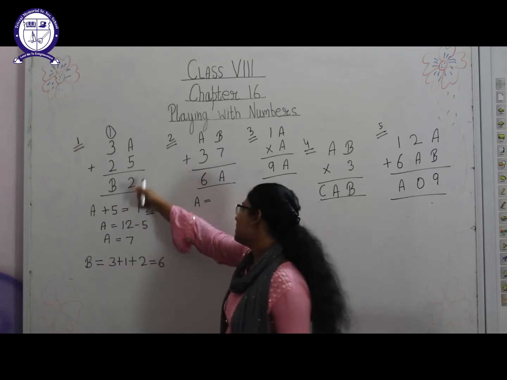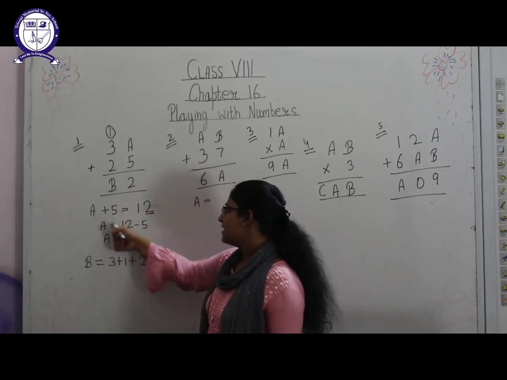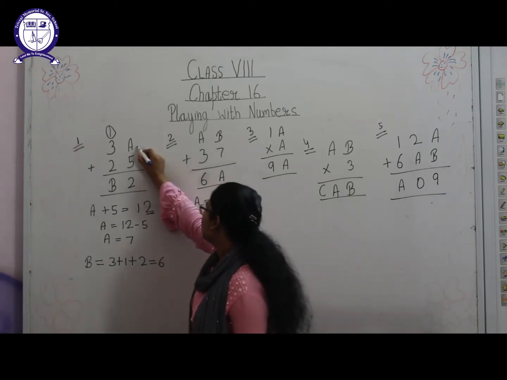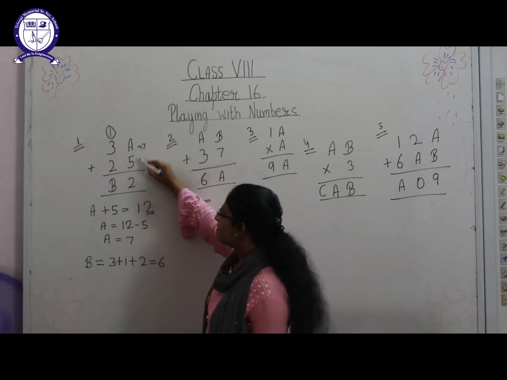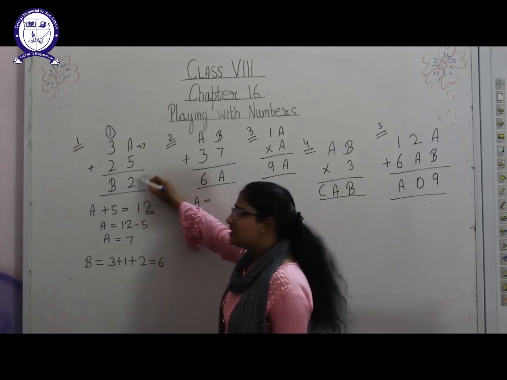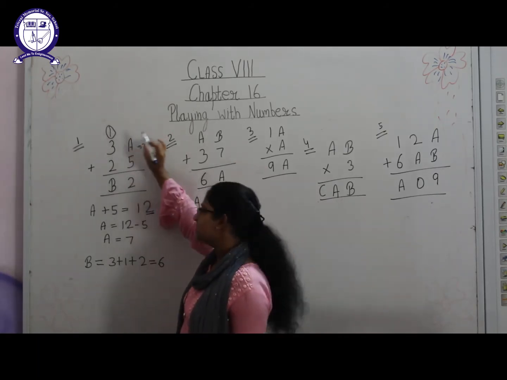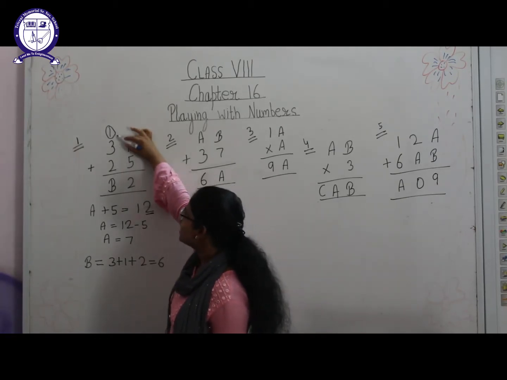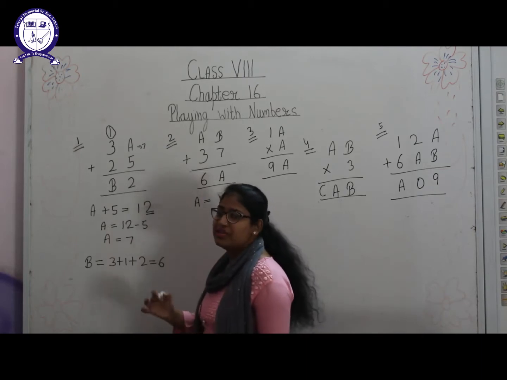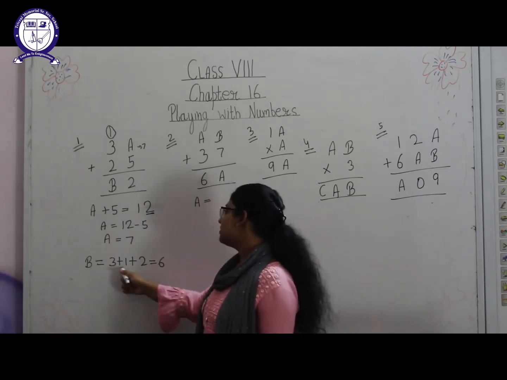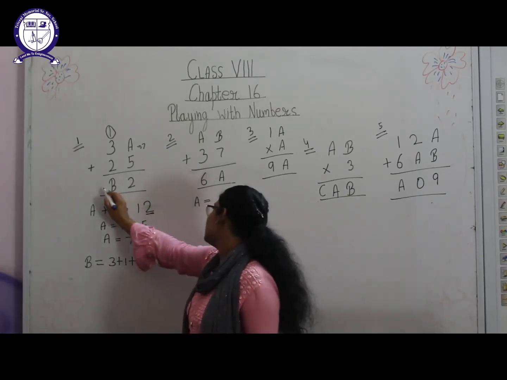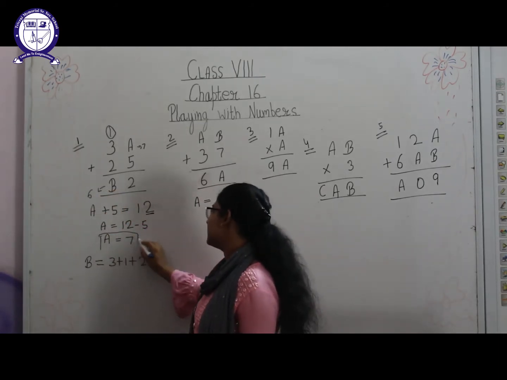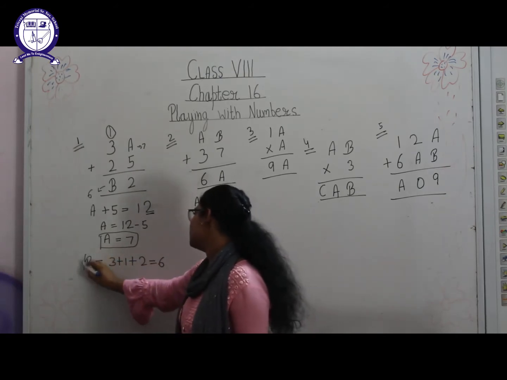Now what is the value of A here? If 5 is being added, it will be subtracted, so the value of A comes out to be 7. A is 7, so 7 plus 5 is 12, 2 is here and 1 is the carry. This is the simpler one. Now 3 plus 2 is 5, and 5 plus 1 is 6, so the value of B is 6. B is equal to 3 plus 1 plus 2, which is 6. So you have to write like this: the value of A is 7 and the value of B is 6 here.